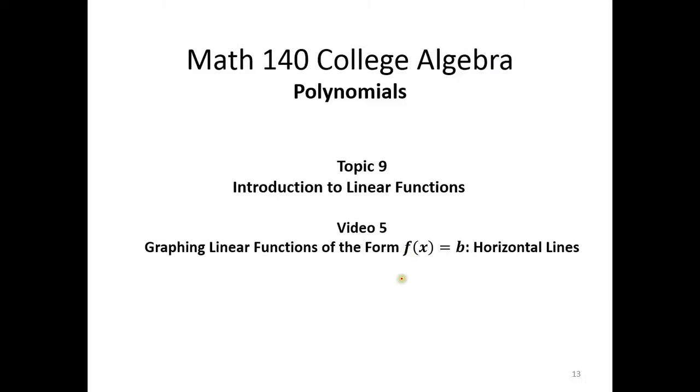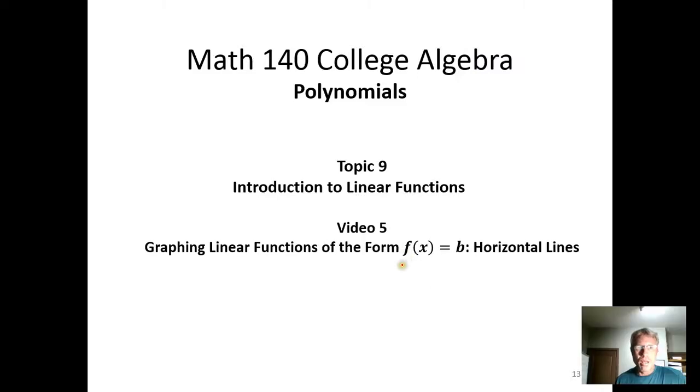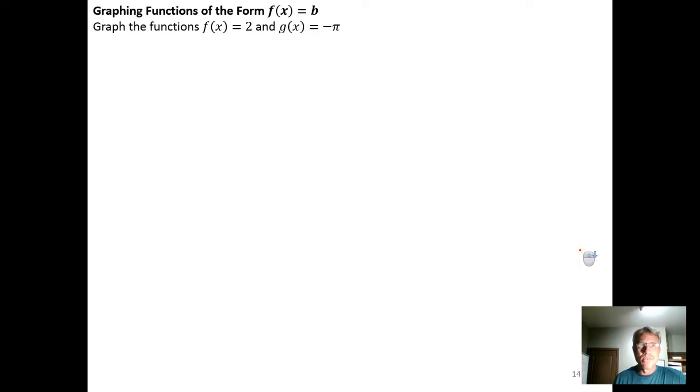So in this video we're going to go over how to graph linear functions of the form f of x equals b, and what we're going to see is that these turn out to be horizontal lines. So the directions are to graph the functions f of x equals 2 and g of x equals negative pi. So first thing I want to do is establish my axes on which to draw my graphs.